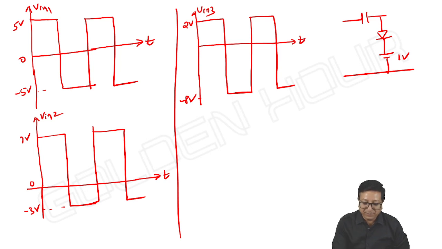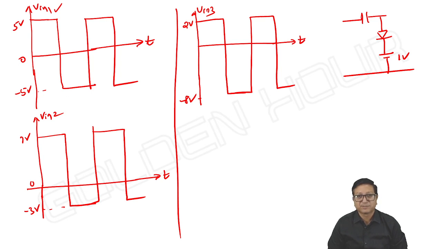See, V input maximum minus V reference, that should be positive. So here 5 minus 1, 4 volts. For the first input, the capacitor will charge up to 4 volts. In the second case, the capacitor will charge up to 7 minus 1, 6 volts. Third case, the capacitor will charge up to 1 volt. Is it not so? And what about V output?